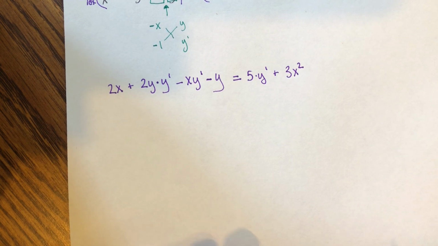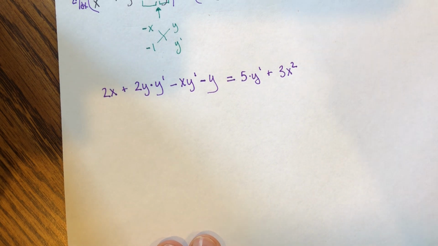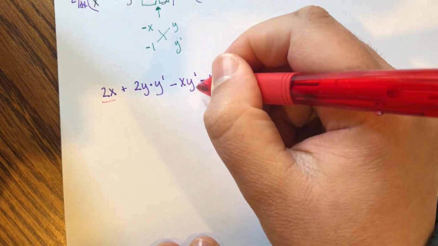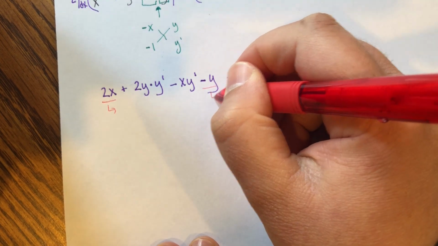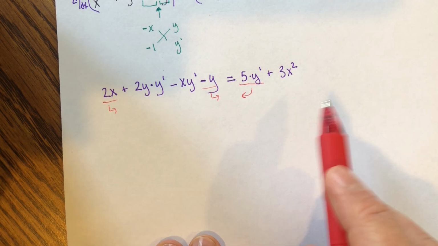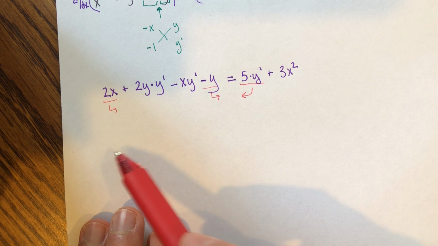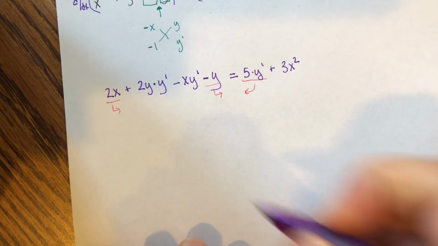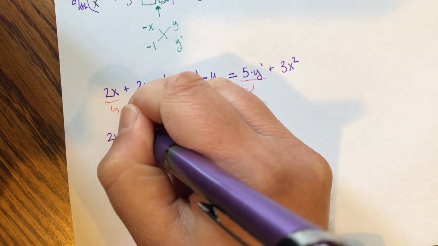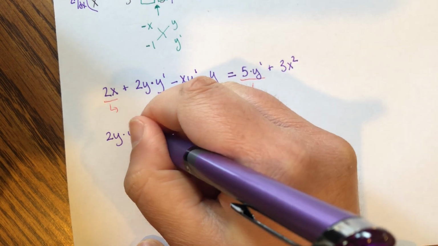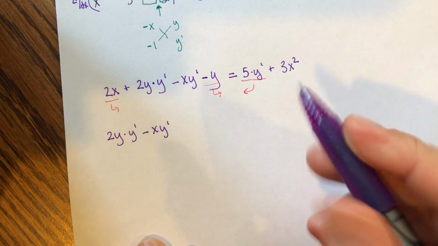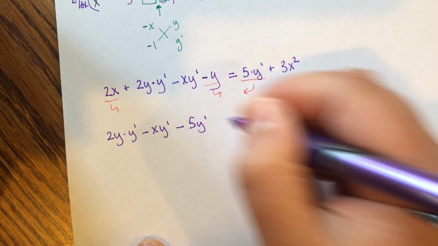Okay, the next step is to move all the y prime terms to one side and everything else to the other. All the y prime terms on the left, everything else on the right. And when I move everything over, I'm going to be left with 2y times y prime minus x times y prime. And then this 5y prime needs to move over by subtracting it, so we have a negative 5y prime.